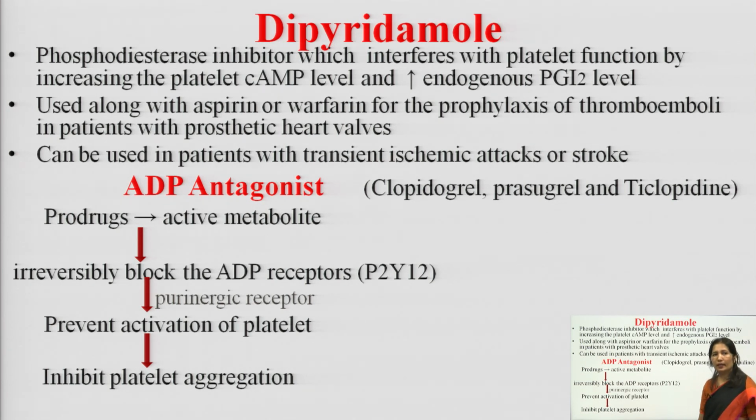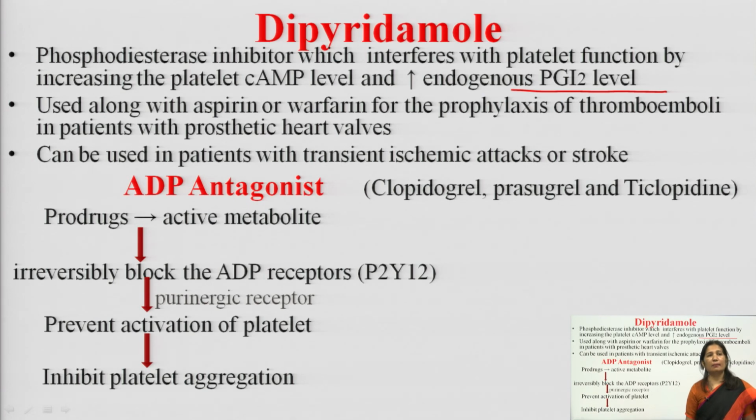It interferes with platelet function by increasing platelet cyclic AMP level and increases the prostacyclin level. So dipyridamole increases prostacyclin level, which inhibits platelet aggregation. It is used along with aspirin and warfarin for the prophylaxis of thromboembolism in patients with prosthetic heart valve diseases. It can be used in patients with transient ischemic attack or stroke.